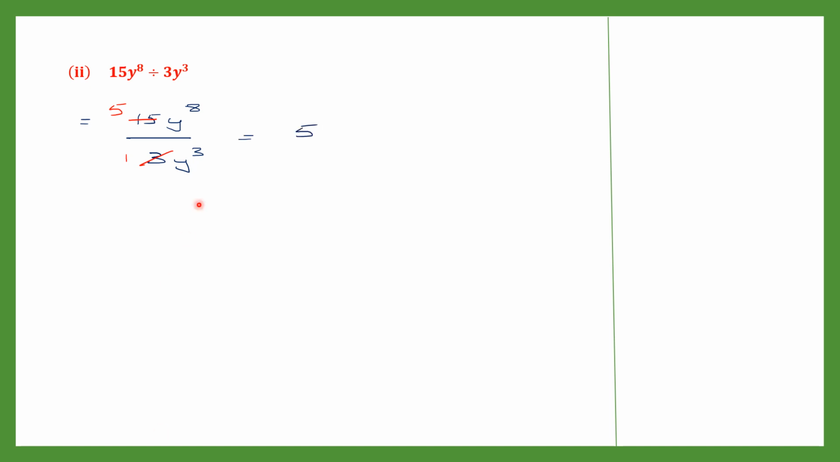Now here we have y to the power of 8 divided by y to the power of 3. The base is the same, so we can subtract the powers. So this becomes y to the power of 8 minus 3. So 5y, 8 minus 3 is 5. So our final answer is this, 5y to the power of 5.